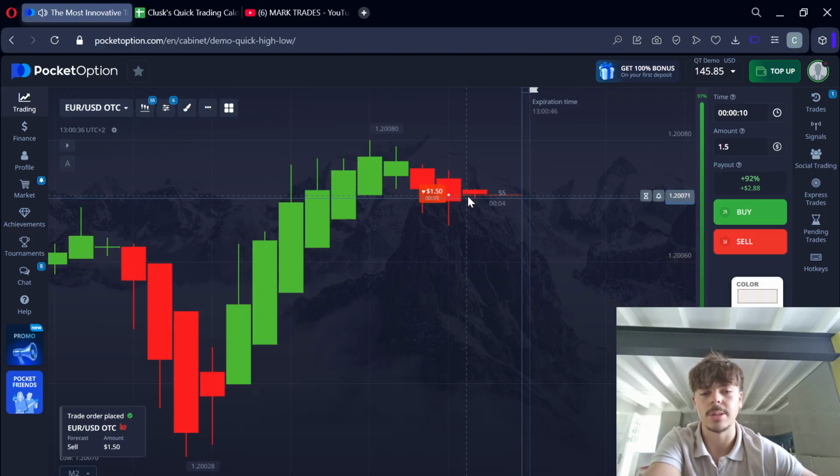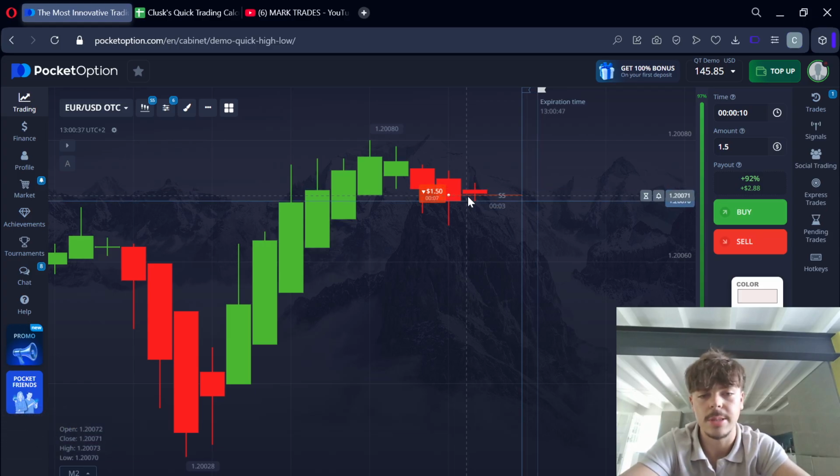Here's a good selling chance here. See what the market does. Will it continue in this direction or not?